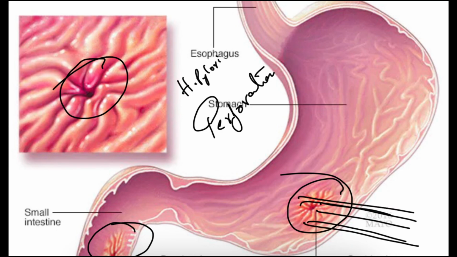So that's why we call the most common complication perforation. So what we have to do, the gold standard test is upper GI endoscopy. So these are the high yield points.